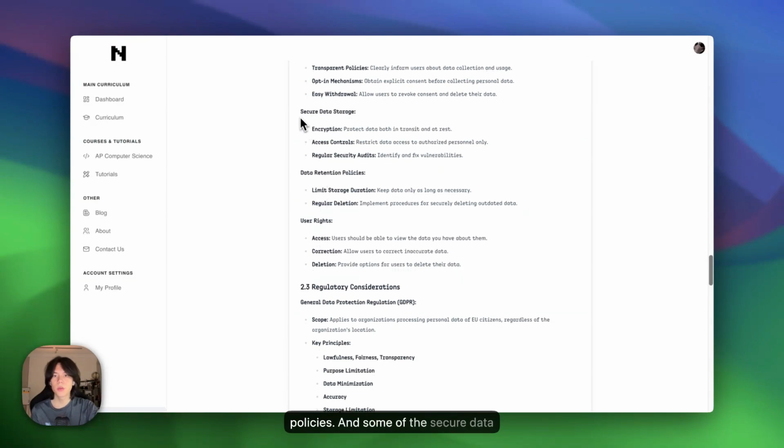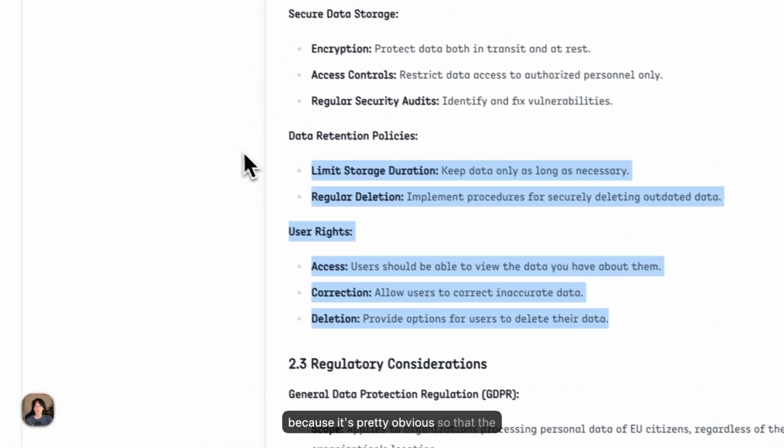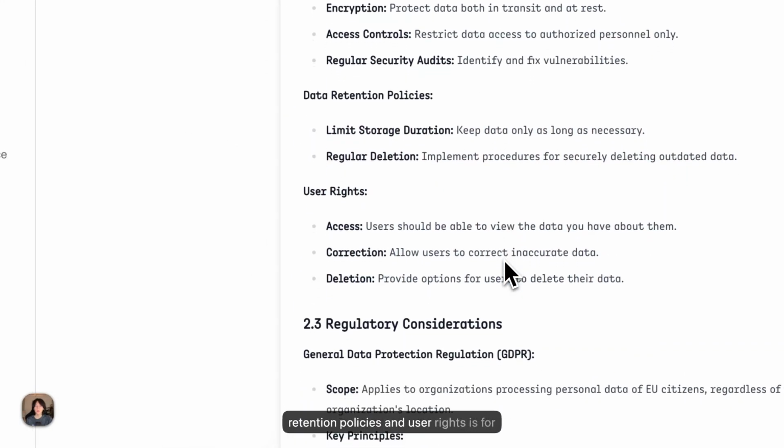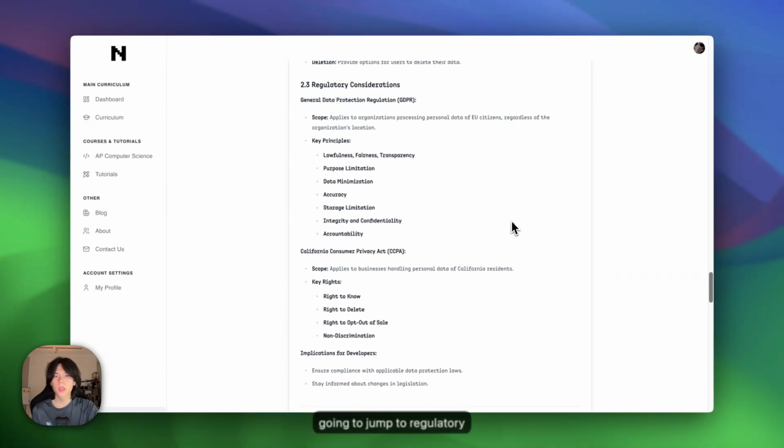And some of the secure data storage practices include encryption, access controls, so restrict data access to authorized personnel only, and regular security audits, so identify and fix vulnerabilities and flaws within the data or storage itself. We can skip that because it's pretty obvious, so data retention policies and user rights for access, correction, deletion. And we're going to jump to regulatory considerations.